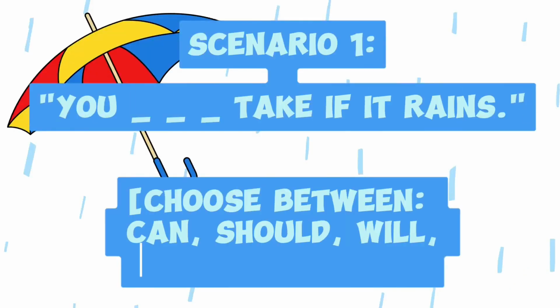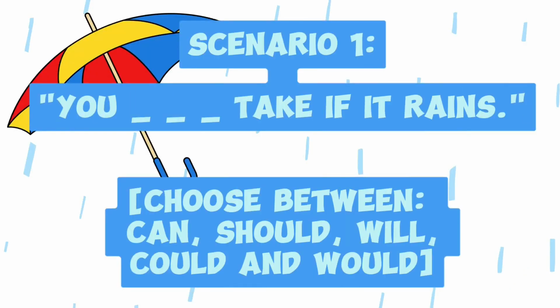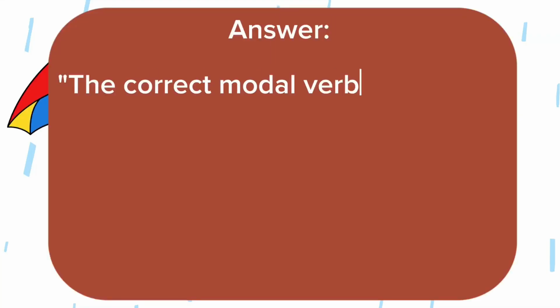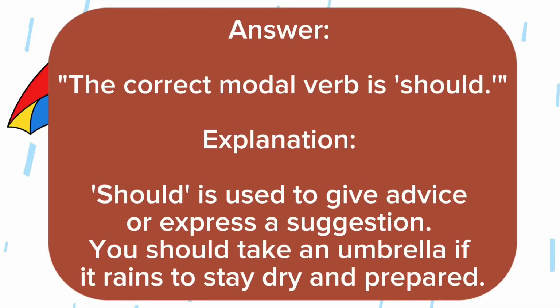Scenario 1. You take if it rains. Choose between can, should, will, could, and would. Answer. The correct modal verb is should. Explanation. Should is used to give advice or express a suggestion. You should take an umbrella if it rains to stay dry and prepared.